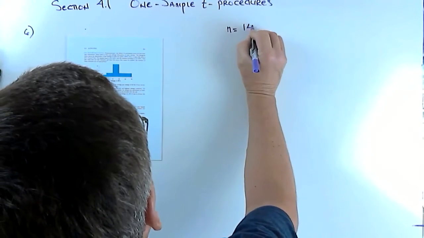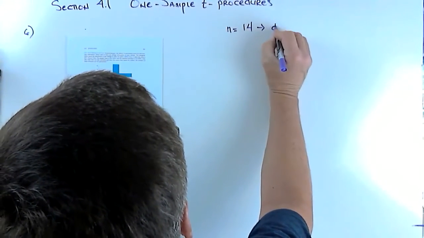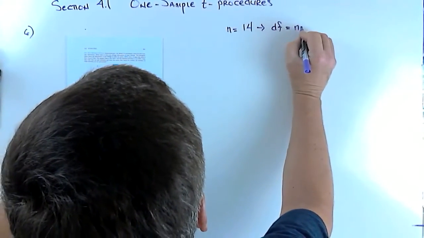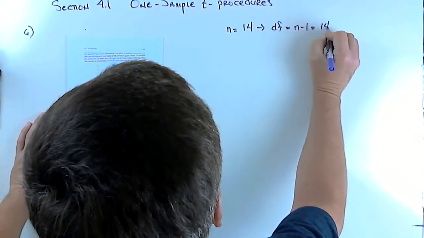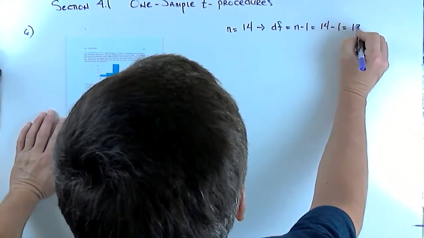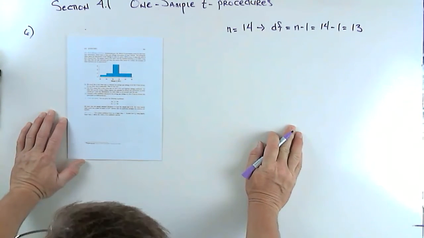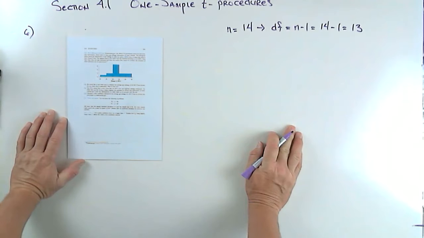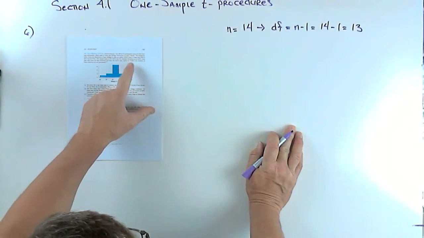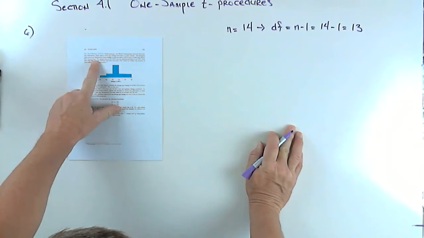N is equal to 14 here, which means our degrees of freedom, which again is n minus 1, is going to be 14 minus 1, or 13. Right? That's not a very big sample size. Remember, a lot of our decisions are based on a sample size of being greater than 30. Who drive a 2012 Toyota Prius.